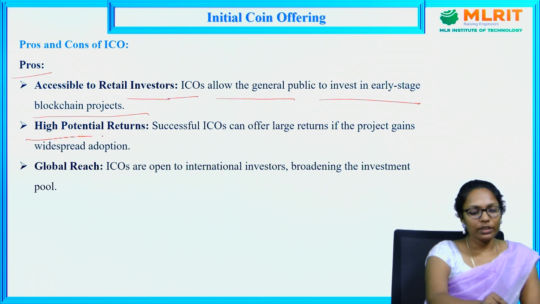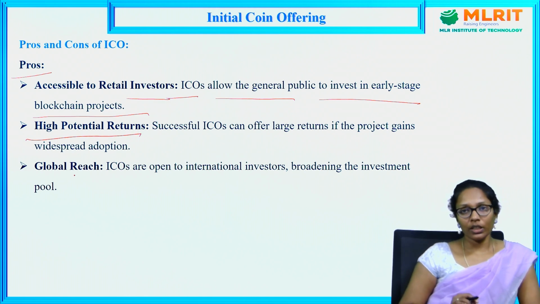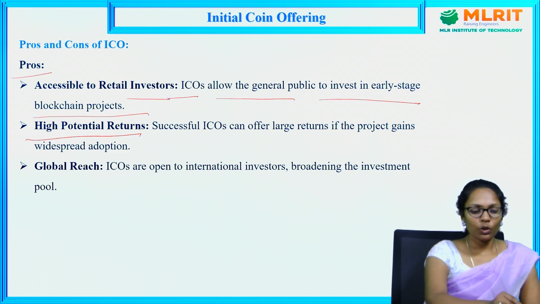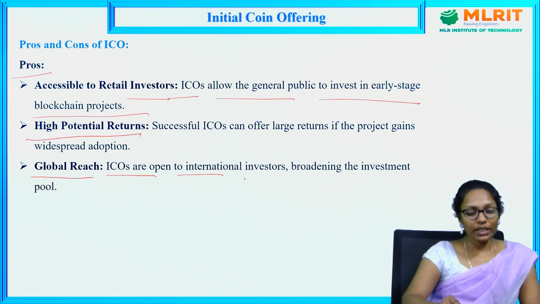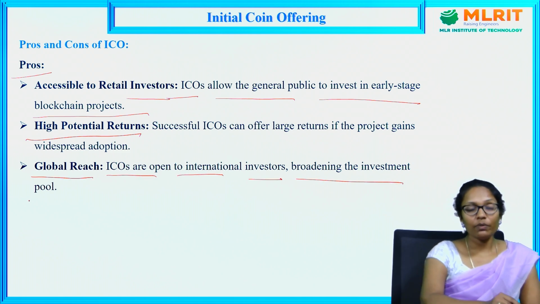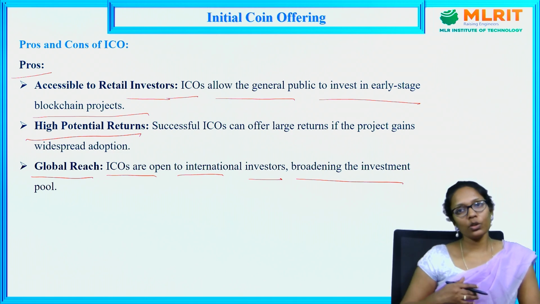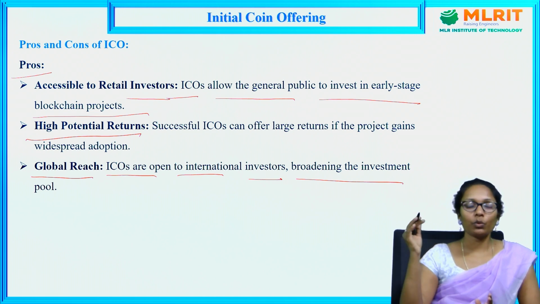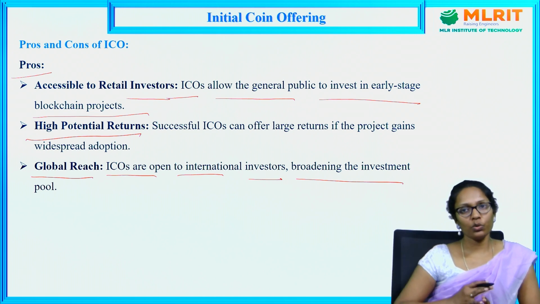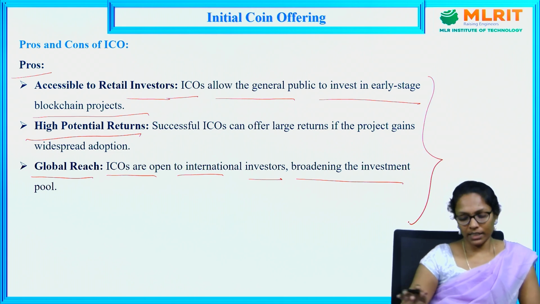High potential returns. If the ICO is really successful in future, we will get more returns. Global reach. ICOs are open to international investors, broadening the investment pool. So it is international. For example, if anyone opens an ICO in the US, from here also I can invest. Or if you open an ICO in India, someone staying in the US can also invest in your ICO. So this has a global reach. These are the pros, or advantages, of ICOs.